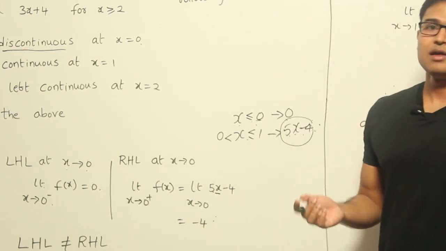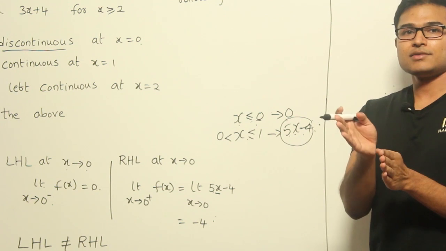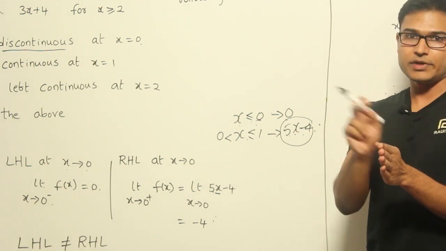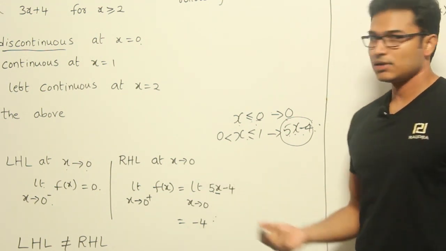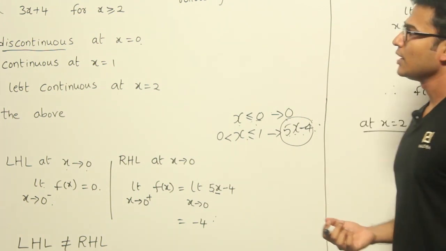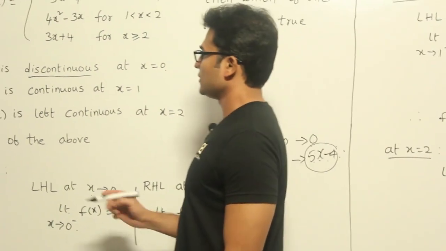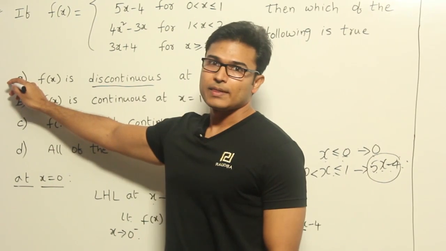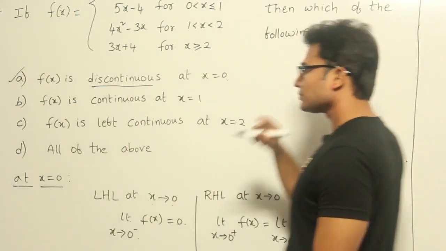If it is continuous, then slightly less than 0, slightly greater than 0, and at that point it will all be the same, right? Since it is not the same, we can say that it is not continuous. Therefore, f of x is discontinuous at x equal to 0 is true. Option A is true. Got it?